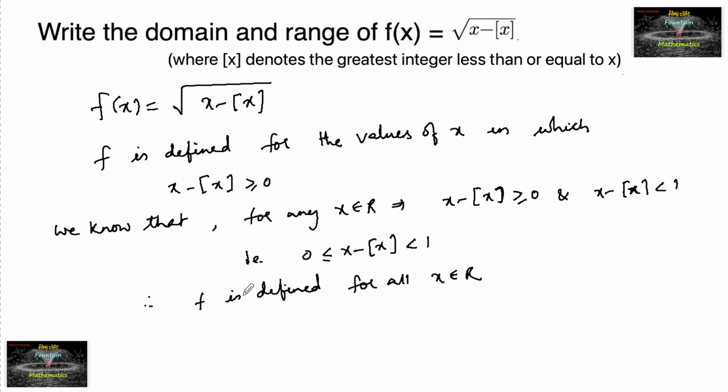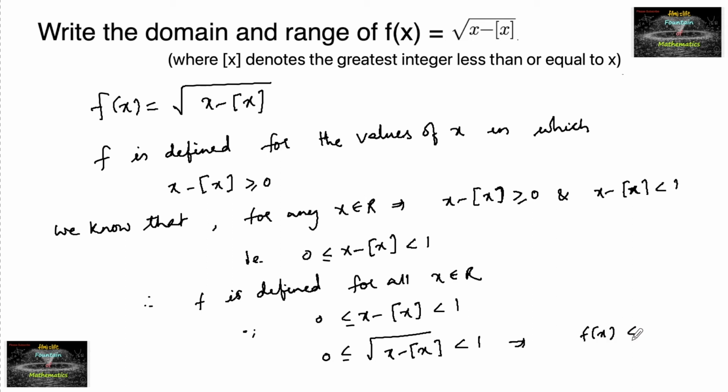And then since x minus step x lies between 0 and 1 including 0, the square root of x minus step x also lies between 0 and 1, it is non-negative. So f of x lies between 0 and 1 including 0. Therefore we can consider the range of the function f as 0 comma 1, including 0 and excluding 1. So the answer is closed 0, open 1 is the range. Okay, thank you.